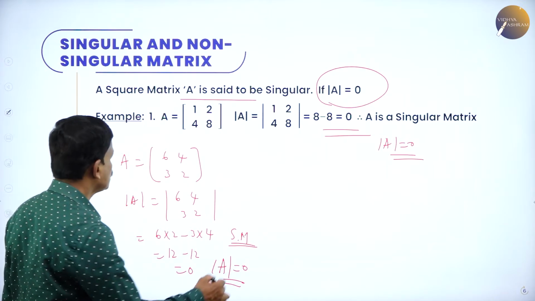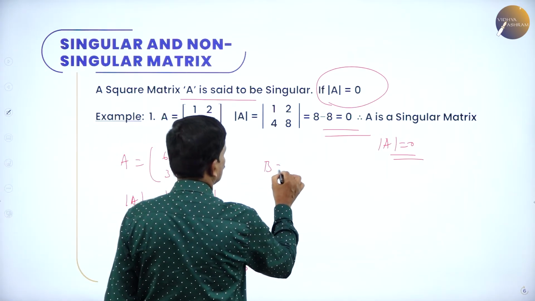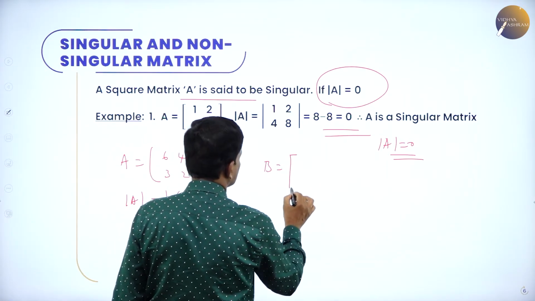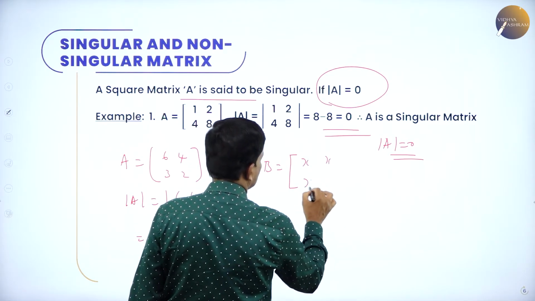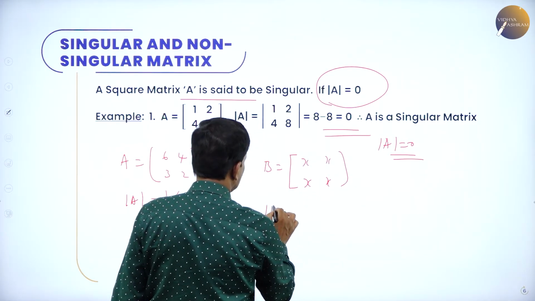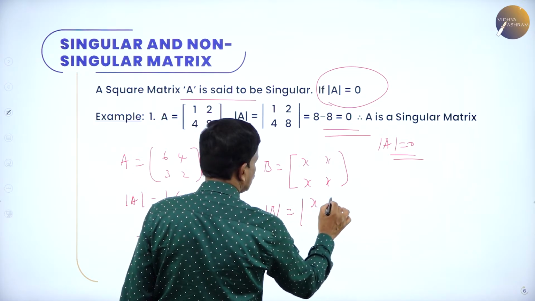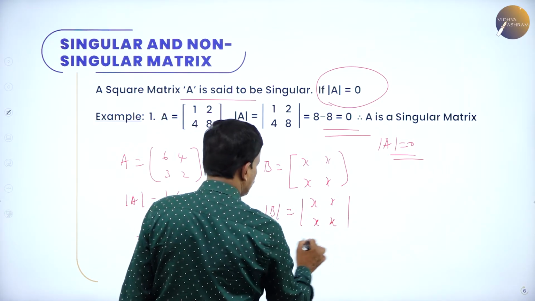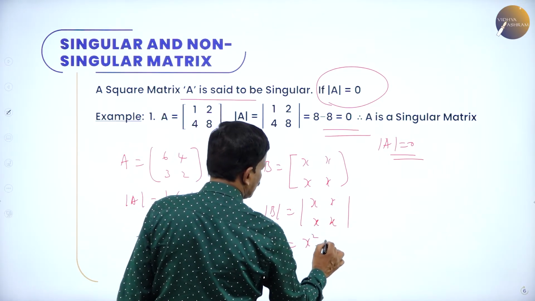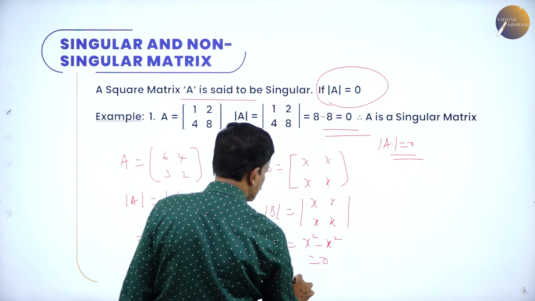Let us take one more example. If B is equal to the matrix X, X, X, X. So the determinant of this is equal to the determinant of X, X, X, X. Multiply X into X is X square minus X square. This is equal to 0.